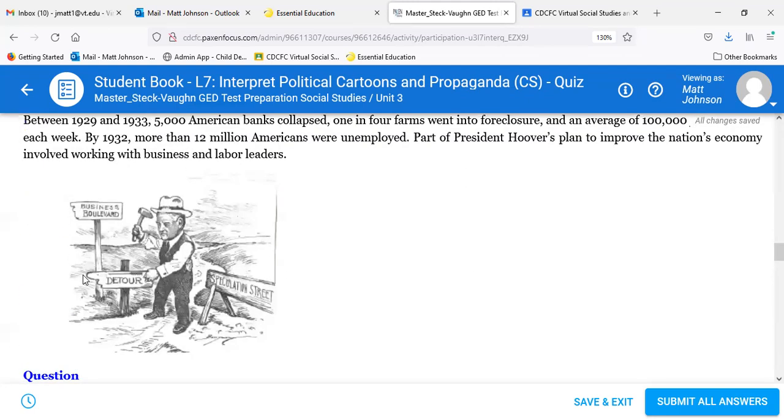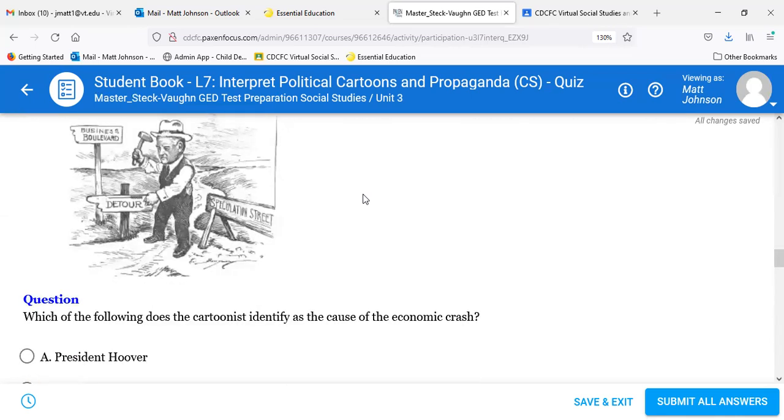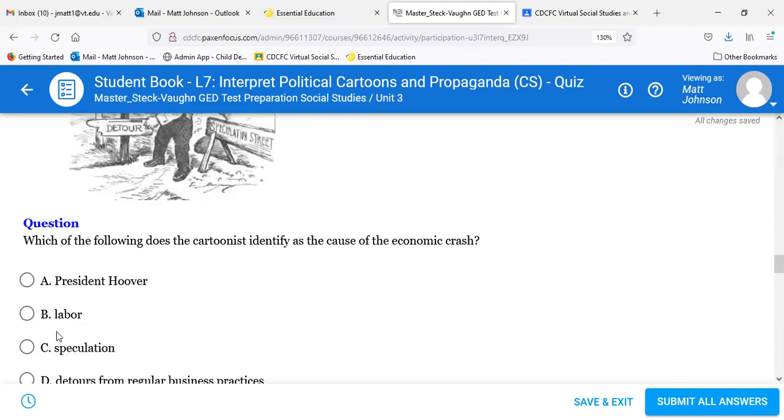Which of the following does the cartoonist identify as the cause of the economic crash? A, President Hoover, B, labor, C, speculation, or D, detours from regular business practices? C. Yeah, C, speculation. Yeah, this is what I wanted to mention.